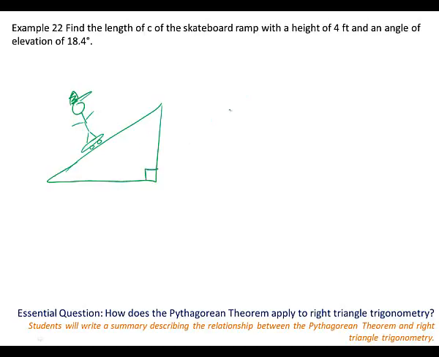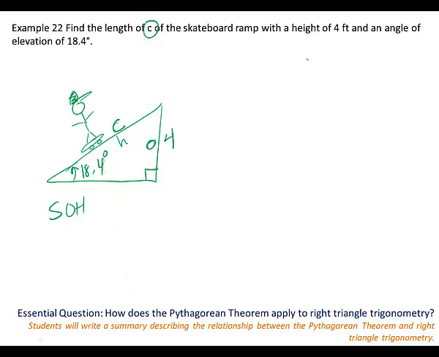Alright. Height of 4 feet. And angle of elevation, so the angle up is 18.4 degrees. So it looks like they want us to find this value right here. They're calling that value C, right? That's what they said in the problem. It looks like I've got the opposite and the hypotenuse. So what's opposite and hypotenuse?